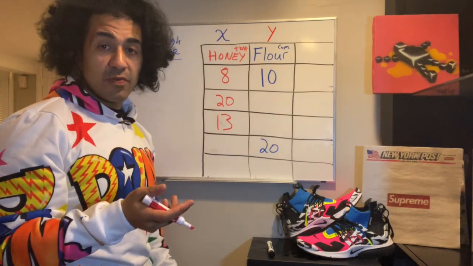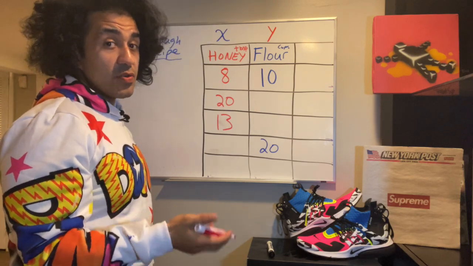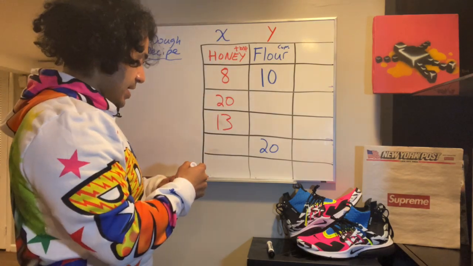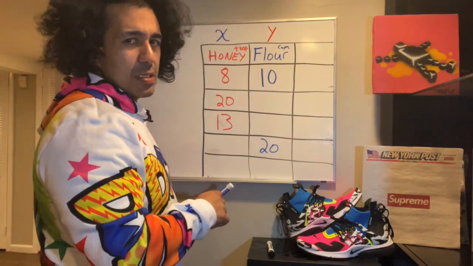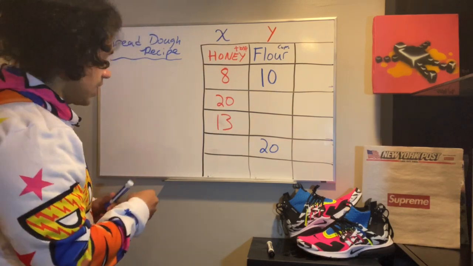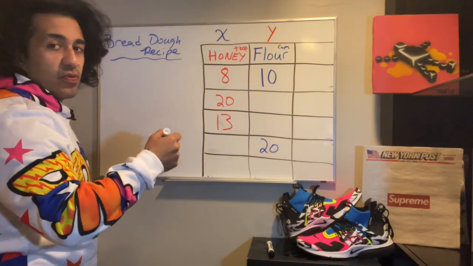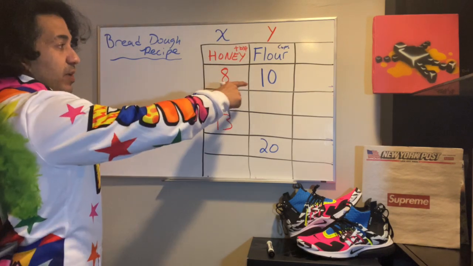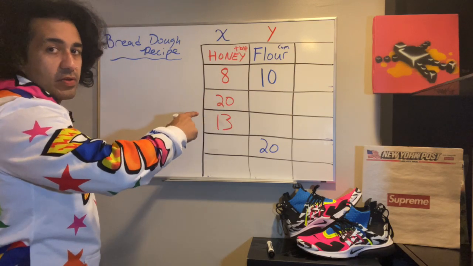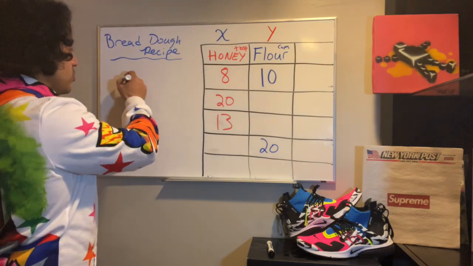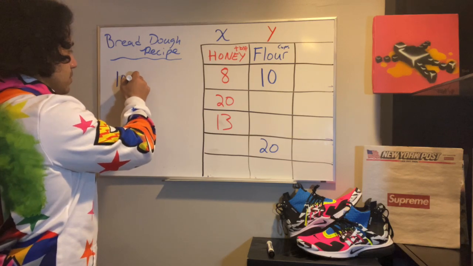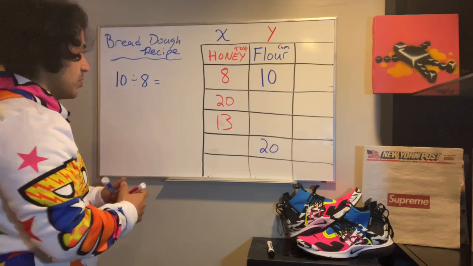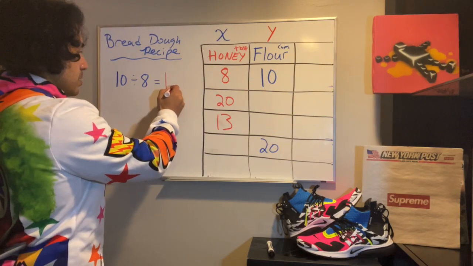Where have we seen X and Y before? Well, chances are you've seen this on a coordinate grid. You have your X axis, you have your Y axis. And I have a third column and I haven't touched on that yet. So let's see what goes in that third column. Well, in order to find out the constant of proportionality, the method we're going to use is we're going to divide one of the values of Y by one of the values of X. And in this instance, we're going to divide 10 by 8. And when we divide 10 by 8, we get a value of 1.25.